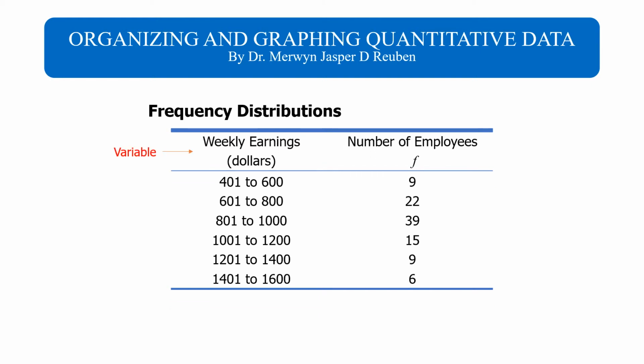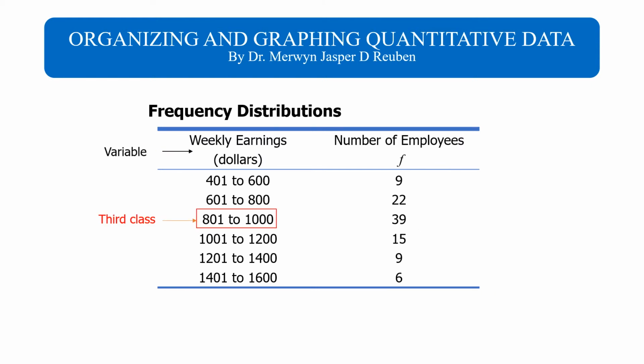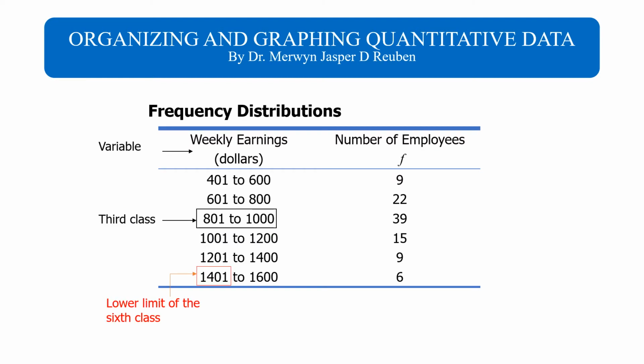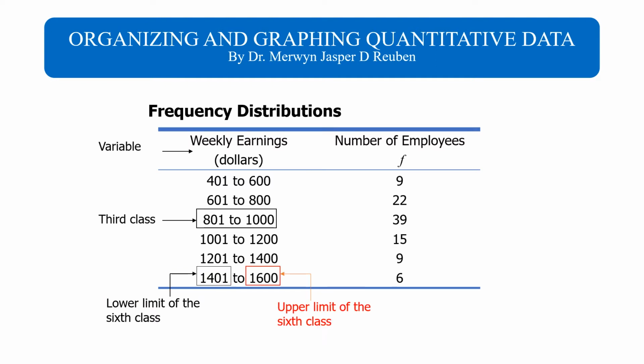The variable is given as the heading in the left hand side. Under variable, the various classes are written down, and I have highlighted the third class. So each class has a lower limit. I have identified and marked the lower limit of the sixth class. The upper limit of the sixth class is marked here. The frequency column is in the right side. So the frequency of a particular class is listed against that class. So here the third class, the frequency here is 39 and it is highlighted here.